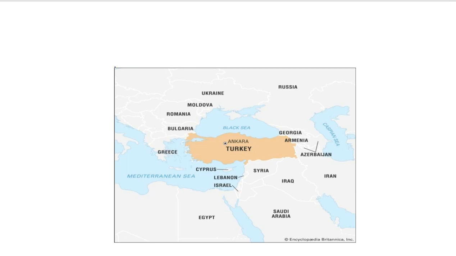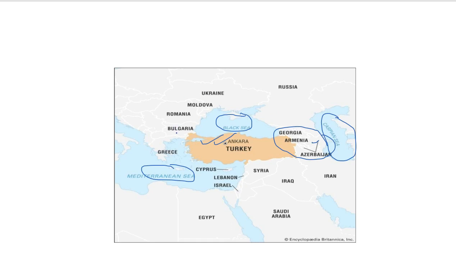See this. This is Turkey. This is the Black Sea. This is the Mediterranean Sea, right? And this here is the Caspian Sea, right? These are the Caucasian countries: Azerbaijan, Armenia, and Georgia.